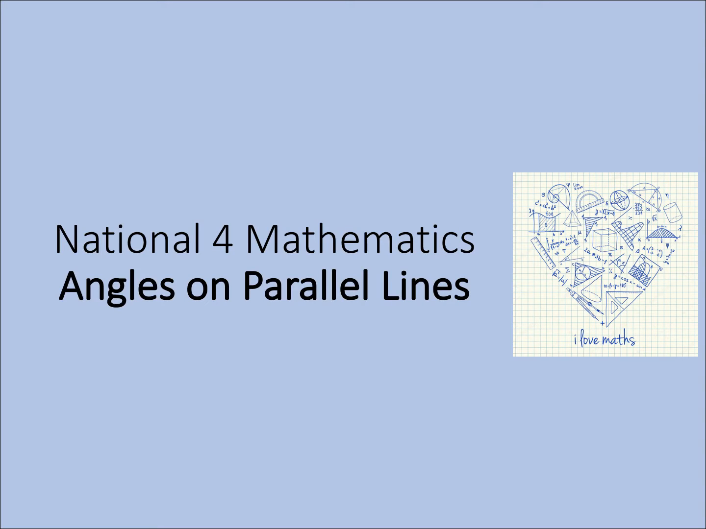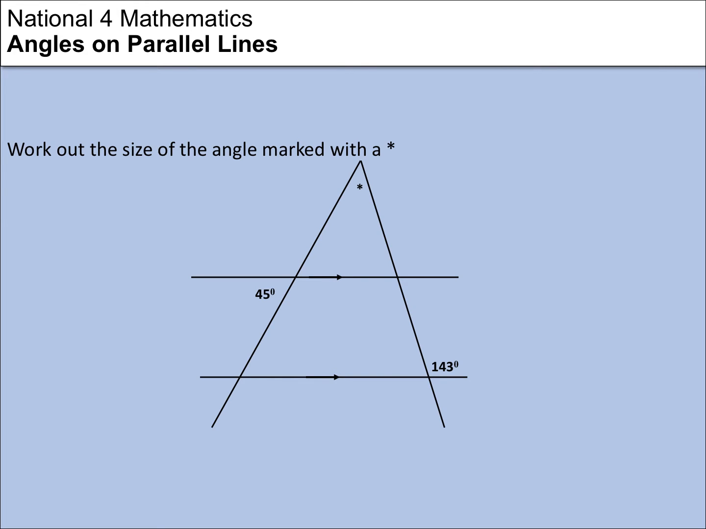In today's lesson, we're going to look at calculating missing angles on parallel lines. In this question here, we've been asked to work out the size of the angle marked with a star. This is at the top of the diagram there. There are two angles that we've been given. We have got 143 down here.